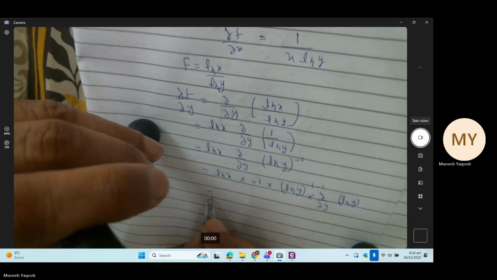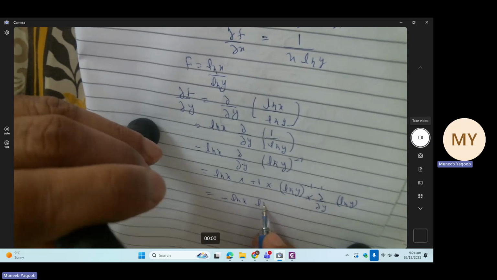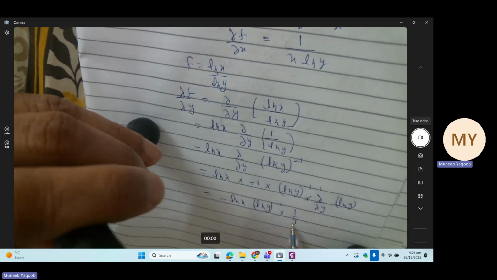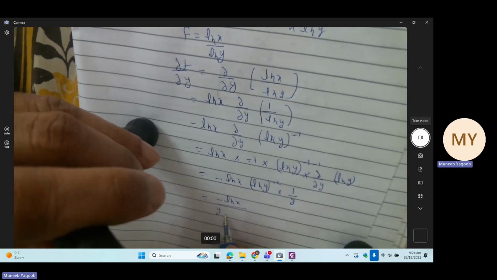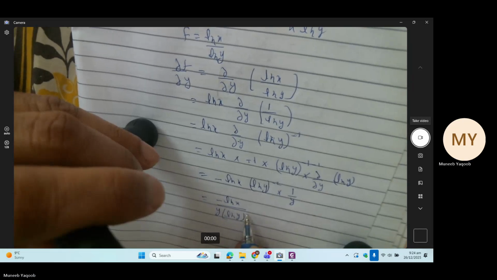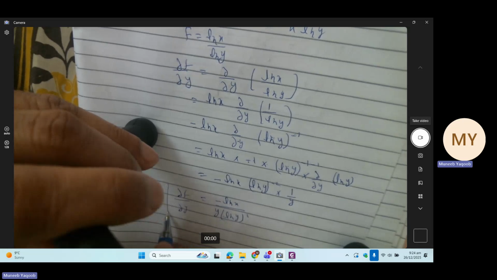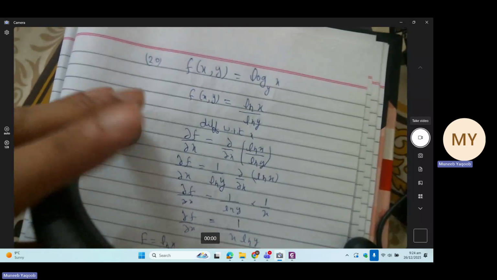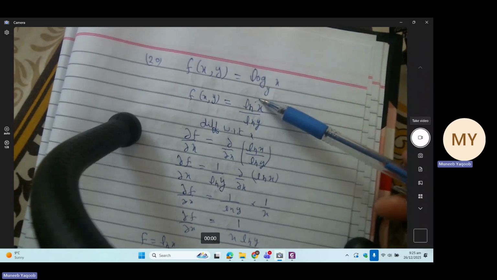Now, ln of x into minus 1 is basically minus ln of x into ln of y power minus 2. And the derivative of ln of y is 1 upon y. So finally, we can write it like minus ln of x upon y into ln of y power 2 in the denominator. So you can see that finding the derivative of this complex logarithmic function was not a very big deal if you know this change of base property.